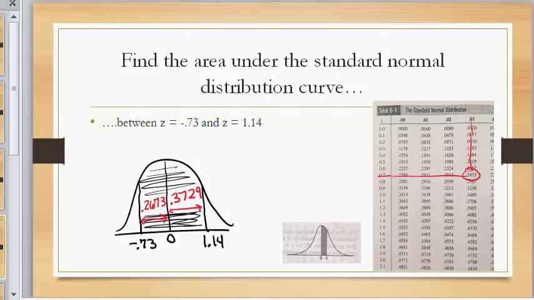Now, how do we find our final answer? We have two shaded portions. In order to get our total, we're going to simply add those two together. So we're going to say 0.2673 plus 0.3729, and we're going to add those two values together. And so we'll end up with a total area of 0.6402.